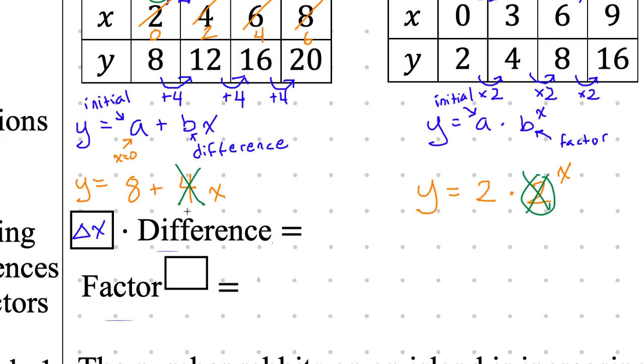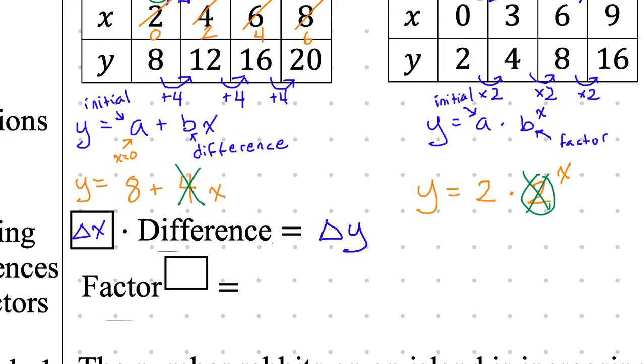All right, so we have one side of the equation filled in. Let's do the other side, and this is going to be the delta x times the difference is going to be equal to this change in y. So delta y. So if you actually want to find what the difference really is, we'd have to solve for the difference. So I'd have to divide by delta x, and I would say the difference is equal to delta y divided by delta x.